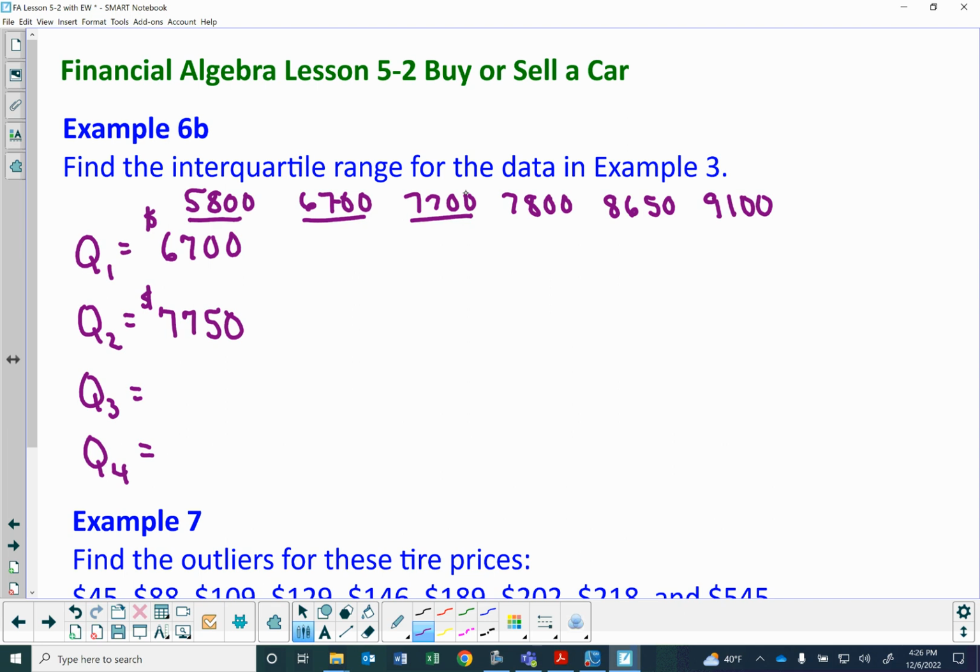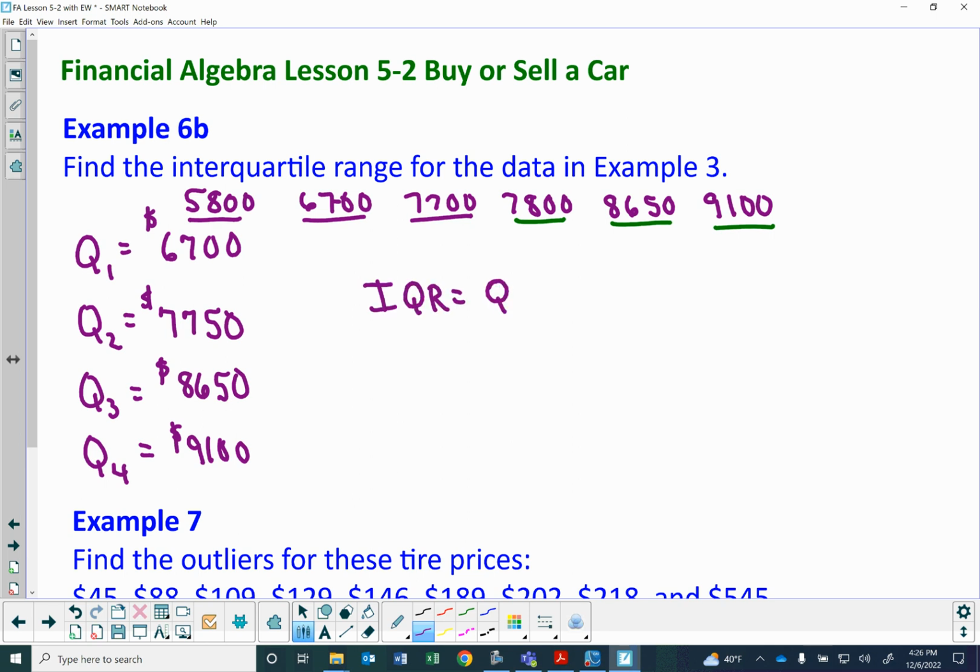Q3 is finding the median of the numbers that fall above 7750. The numbers that fall above 7750 are 7800, 8650, and 9100. So the middle number there is going to be 8650. And then, of course, Q4 is going to be your highest number, which is 9100. Do you need that? No, I don't need that to find my interquartile range, but it's kind of nice to put it down.